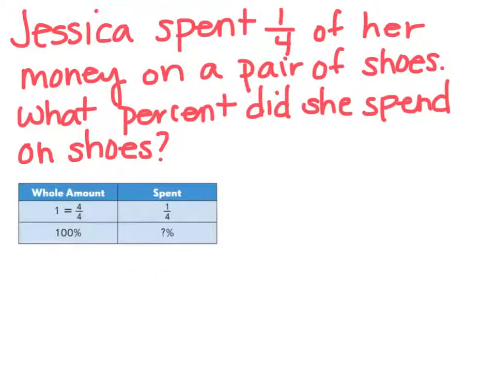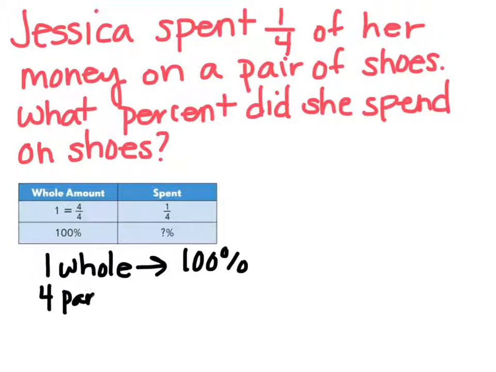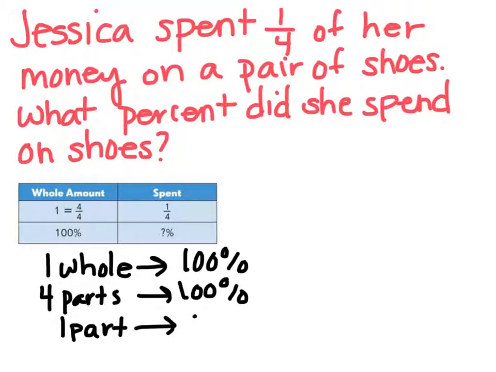In method 2, we're going to think of our percent as a ratio. If the whole is 4/4, or 100%, and the amount spent is 1/4, we think of our 1 whole as 100%, 4 parts equal 100%. Then we can divide each side by 4 to find the value of 1 part, which will be 25%. Okay? There's another way to think about it if that works better for your brain.